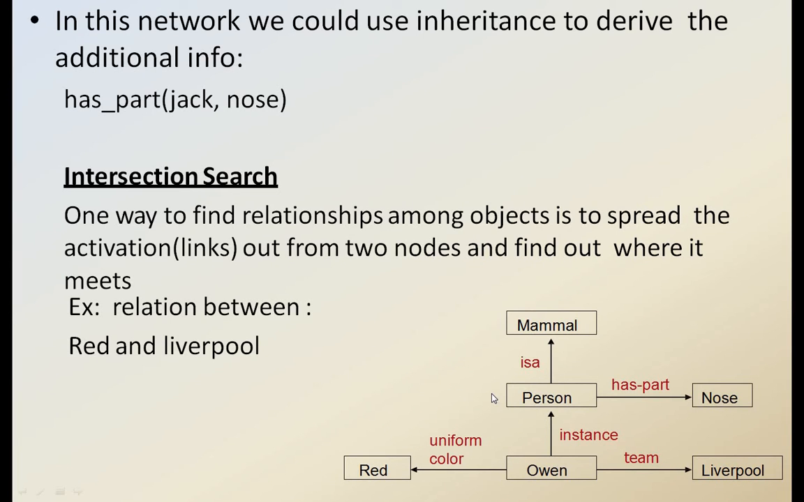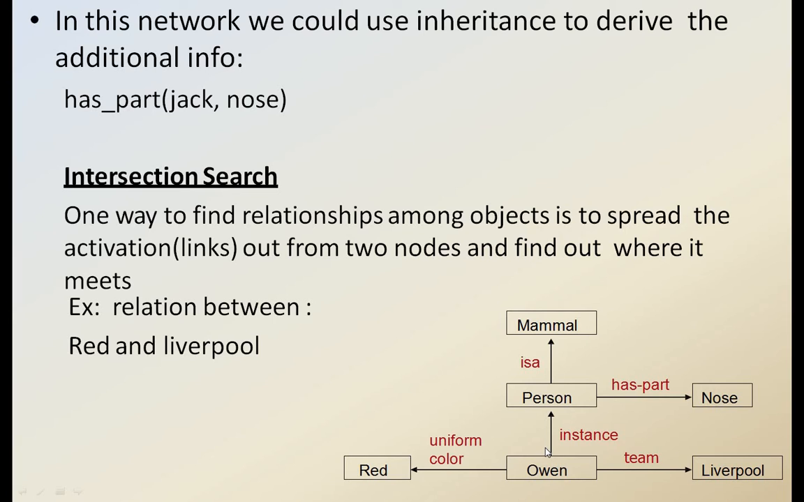Next, coming to the intersection search. What is the meaning of the intersection search? It is nothing but one way to find the relationships among the objects, by spreading the links out from two nodes to find out where they meet. The best example we take for this intersection search in this given diagram is the relation between red and Liverpool. What is the relation between red and Liverpool? We obtain such relationships among the objects by using a set of links, which is called the intersection search.